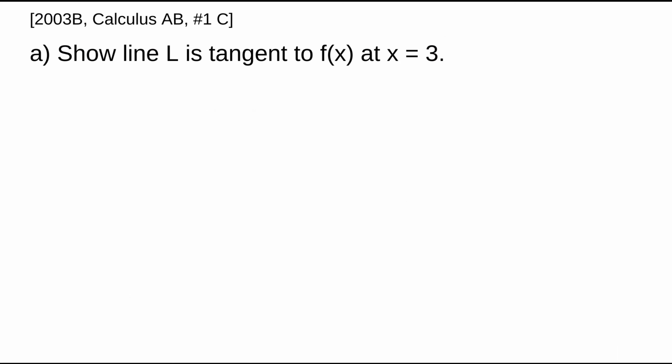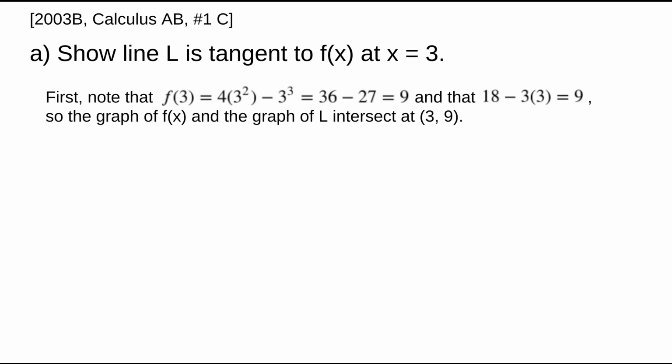In part A of the question, we are asked to show that the given line is in fact tangent to f of x, specifically at x equals 3. There's a number of ways to do this. Essentially what you're going to have to do is show that the line goes through the same point on f of x when x is equal to 3, and show that the tangent line at that point has the same slope as the given line, which would make the tangent line the given line.